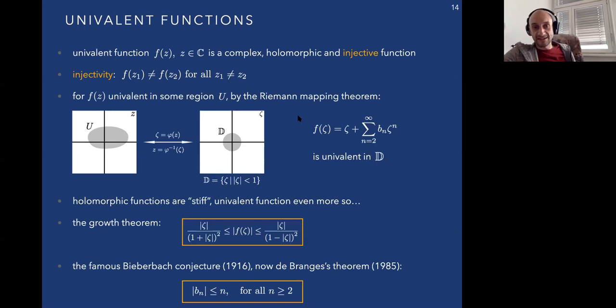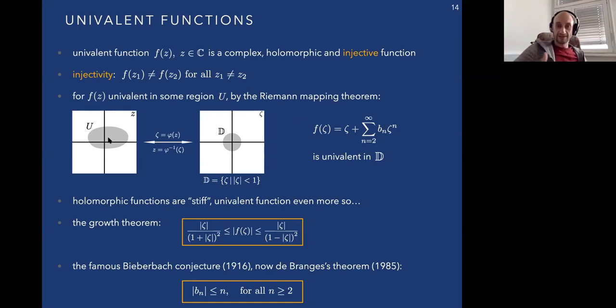So what this means is that it maps in a one-to-one way. This is somehow the phrase that people like to use. It's a one-to-one function. So it's holomorphic, it's one-to-one, it's complex, but it doesn't have to be necessarily invertible. So it doesn't have to be bijective. It's enough if it's just injective. Of course, if it's bijective, then that's even nicer.